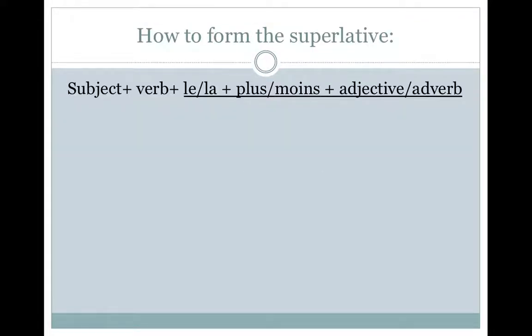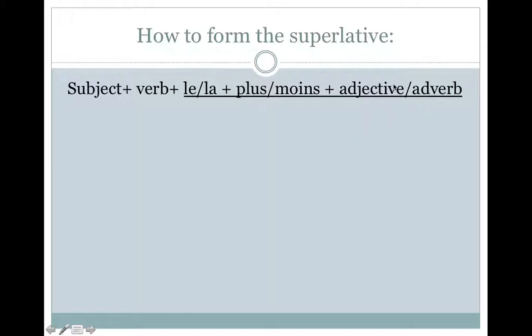So how do we form the superlative? You need the subject, the verb, and then either le or la. Sometimes it could be les for plural, but you usually see le or la more commonly. And then you either have plus or moins, and then adjective and then adverb. Okay? We don't have the word que for the superlative because we're not comparing two things. We're saying it's the most or the least, and then whatever description you want.